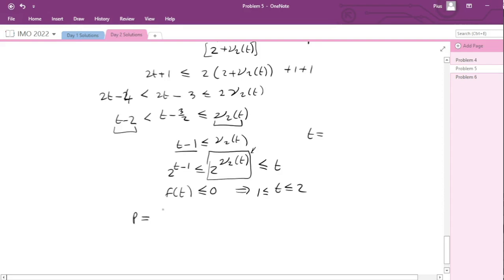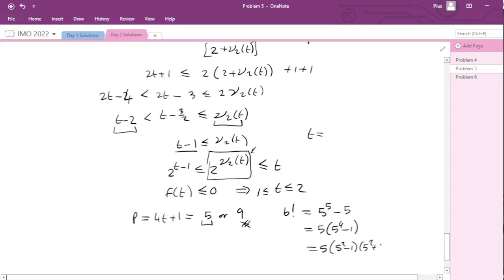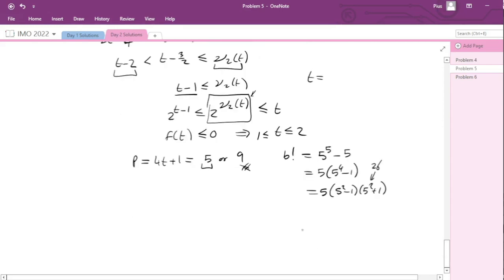And the corresponding values of P, since this is 4T plus 1, are going to be 5 or 9. And clearly 9 is not a prime. So we just need to check for 5. So for 5, we have B factorial has to be 5 raised to the power 5 minus 5. And this is 5 raised to the power 4 minus 1 here. Difference of 2 squares can help us simplify this faster. This is 26, and has a factor of 13. So this means that 13 will have to be a factor of B factorial. And so that means that B will have to contain at least 13.